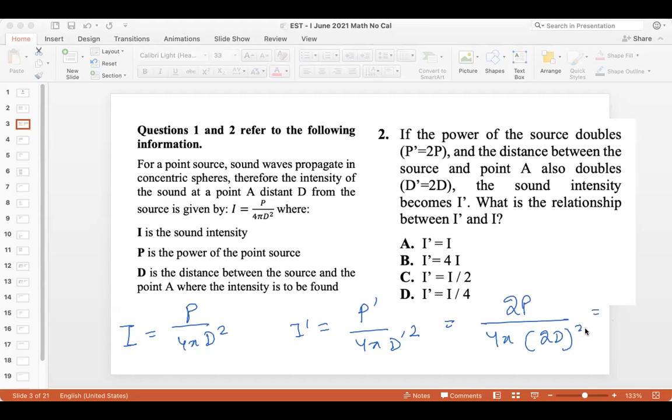And P dash is 2P, so 2P divided by 4 pi, and D dash is 2D the whole squared. So that is 2P divided by 4 pi times 4D squared. So 2 cancels into 4 with 2. So that becomes 1 by 2 into P divided by 4 pi D squared. Right? Now we know that P divided by 4 pi d squared is I. So I dash becomes I divided by 2. So that's option C.